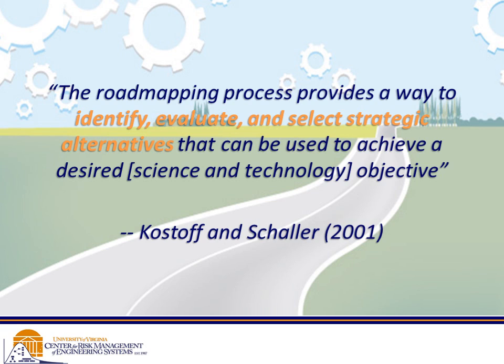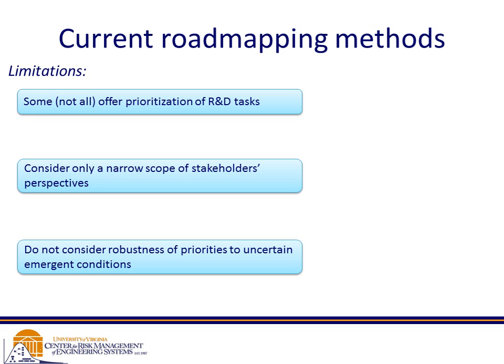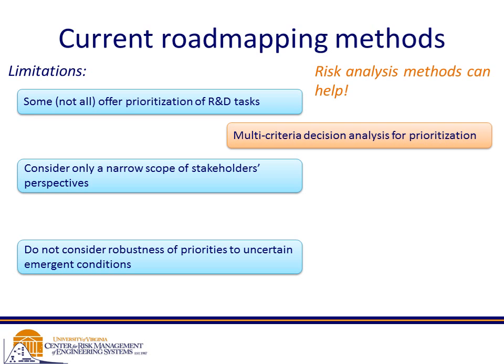However, there are some limitations of current road mapping methodologies. Some, but not all roadmaps, offer a prioritization of R&D tasks, and those that do prioritize tasks typically do so based on a desired timeline and don't recognize the diversity of stakeholder preferences and concerns. Also, many roadmaps do not address uncertainty from future emergent conditions, which could be changes in technical, economic, or environmental conditions. Risk analysis methods can be used to address these limitations and provide guiding principles for developing R&D roadmaps.